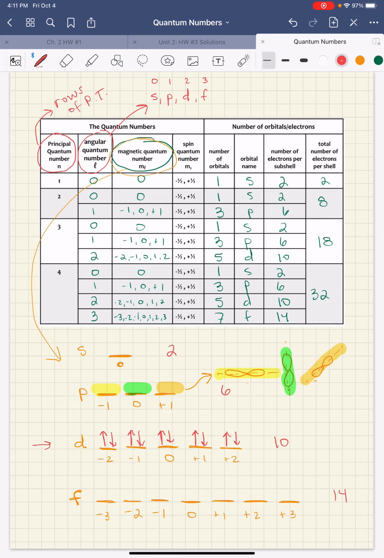Keep in mind, we can't actually start putting anything in any kind of d orbital until all of the s and p orbitals before it are filled. There will be some exceptions to this rule later, but don't worry about that right now.